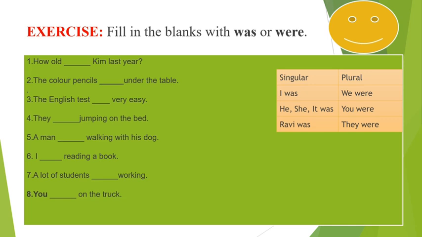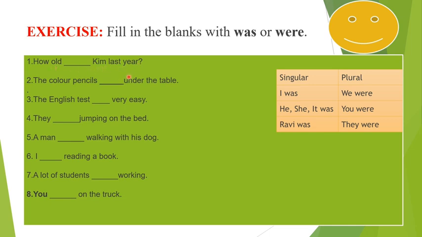Okay, now let's do one more exercise on was and were. The instruction given here is fill in the blanks with was or were. And here a table has been given for help, which says with which singular subject was is used, and with which plural subject were is going to be used. So you can take the help of this table to answer these fill in the blanks. The first sentence says, how old dash Kim last year?